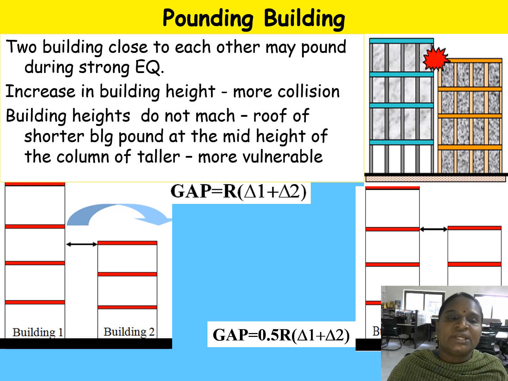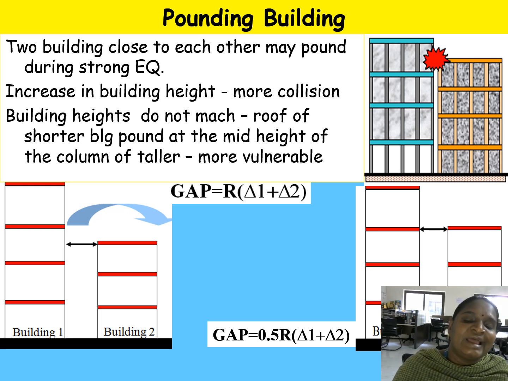So this is the pounding element. Here, if you see, one building is here, and one building is here. If the two buildings are close to each other, then there may be more chance of collision. So we have to give a proper separation joint. For this separation joint, there is a formula. Here, if you see, this building has 1, 2, 3, 4 floors, and here some 3 floors, but this floor is terminated at the mid of this floor.